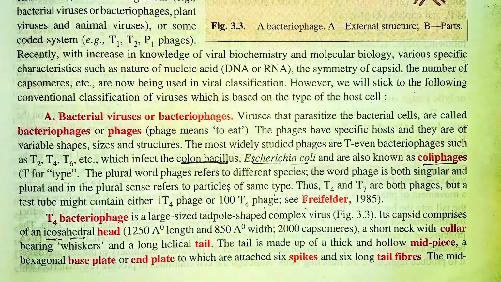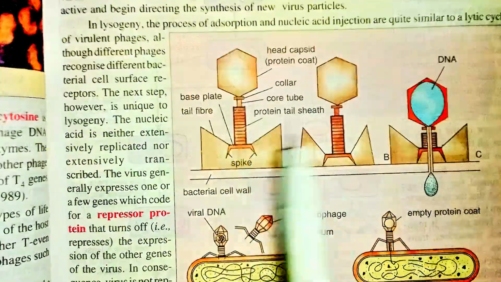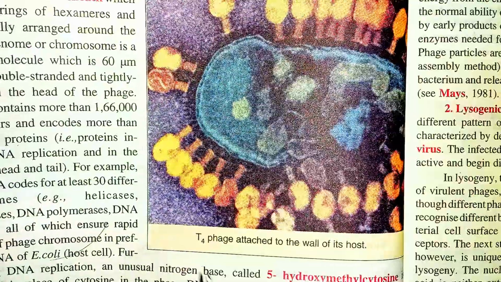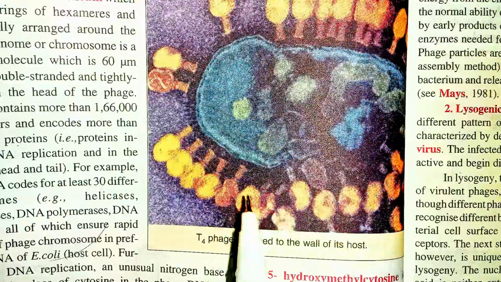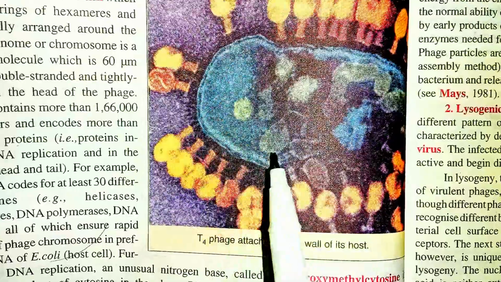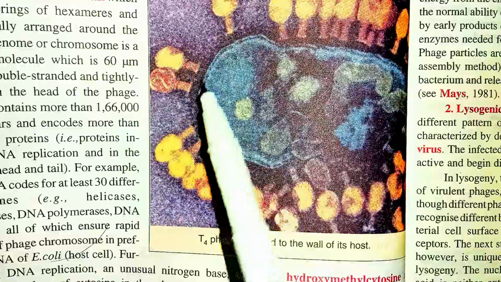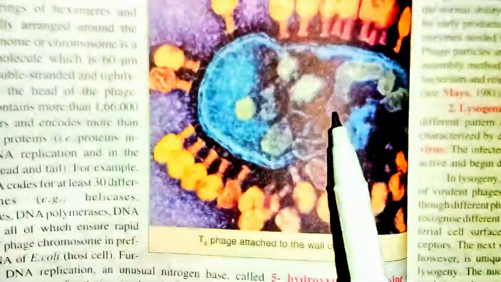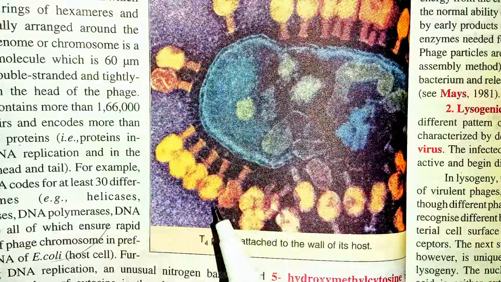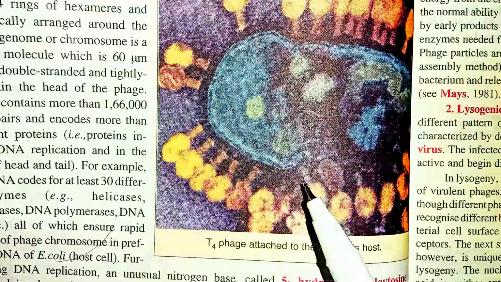Okay, let me show you the T4 bacteriophage. This is the way it looks. Let me give you a hint. This is the shape, and they are sitting on a cell. This is called E. coli, the bacteria Escherichia coli, and this is how they sit on it. This is called the adsorption phase, basically adsorption, right?